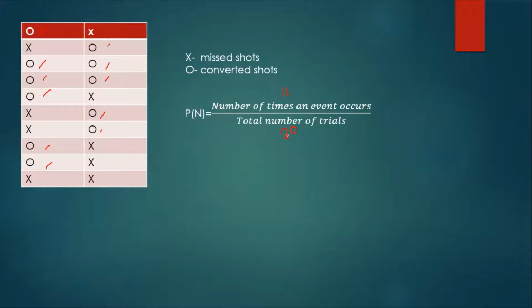And if we want to convert this into a percent, all you have to do is divide 11 by 20. We cannot divide 11 by 20, so we add a decimal point here. Then we add a 0.